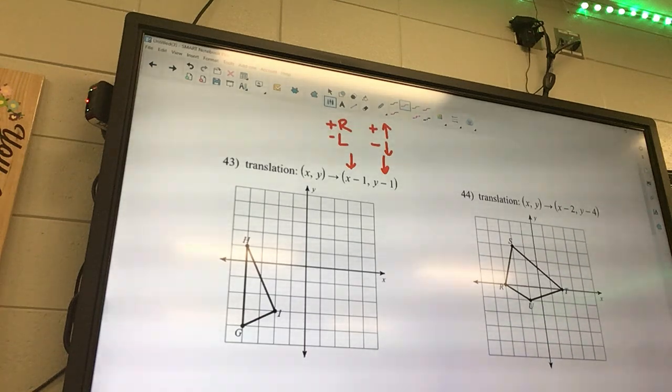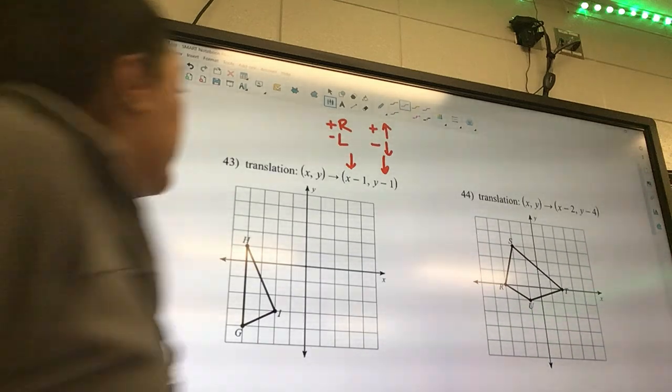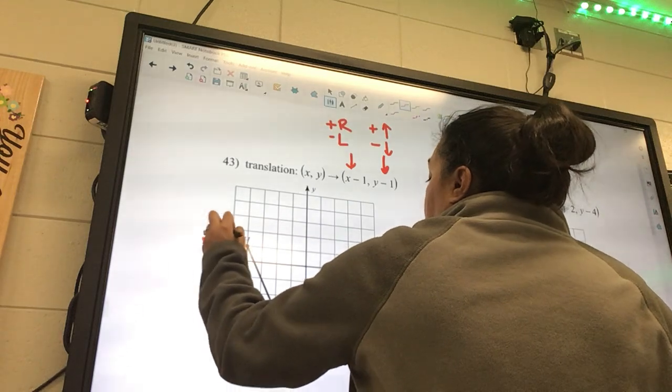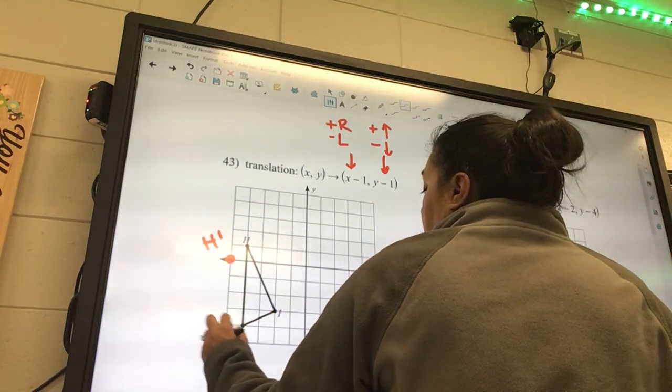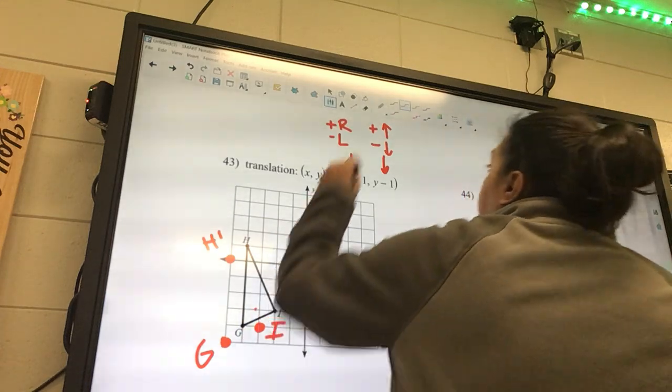Okay, so this one says go what way and what way? Left, down. Left 1 and down 1 for each dot. Okay, so we're going to go left 1 and down 1. So this is going to be my new H. Left 1, down 1. This is going to be my new G. Left 1, down 1. This is going to be my new I.